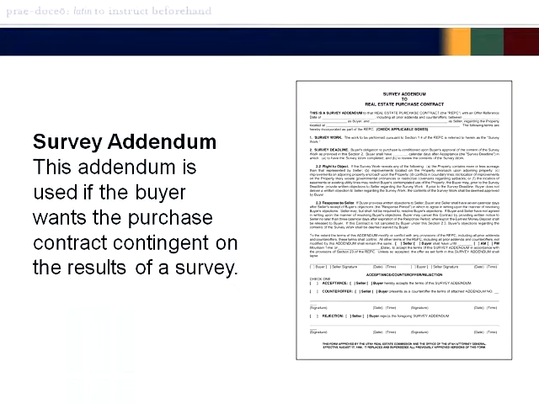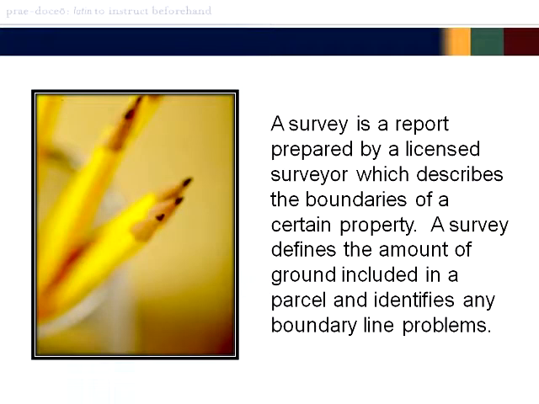Survey addendum. This addendum is used if the buyer wants the purchase contract contingent on the results of a survey. A survey is a report prepared by a licensed surveyor which describes the boundaries of a certain property. A survey defines the amount of ground included in a parcel and identifies any boundary line problems.